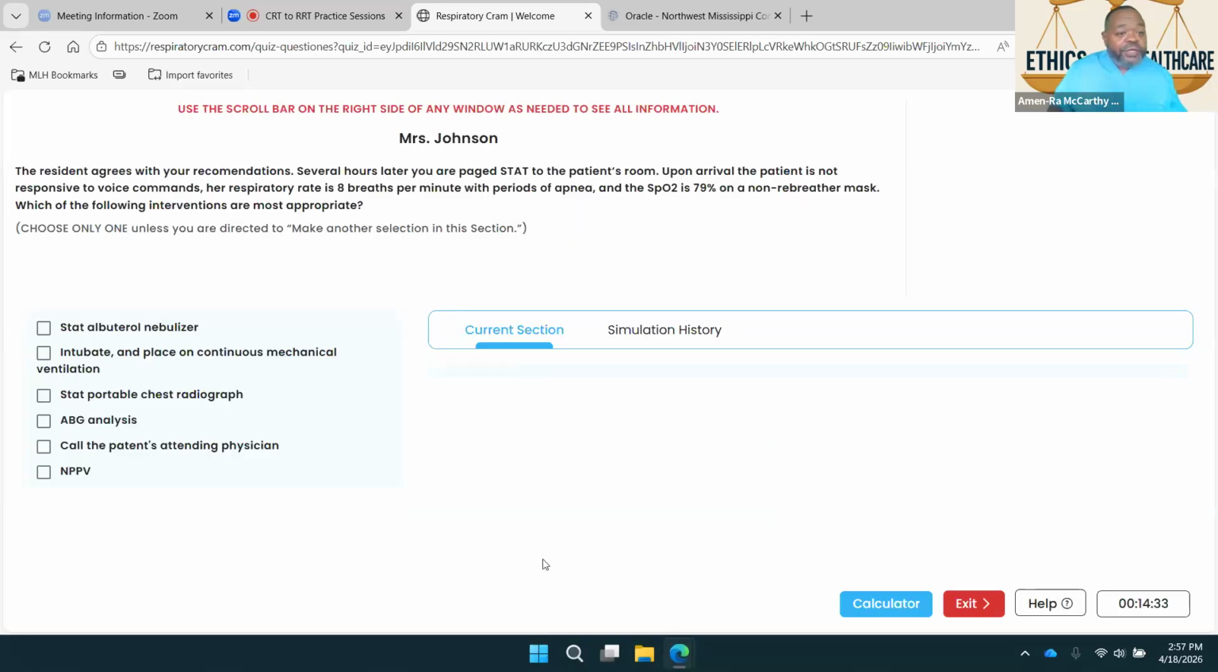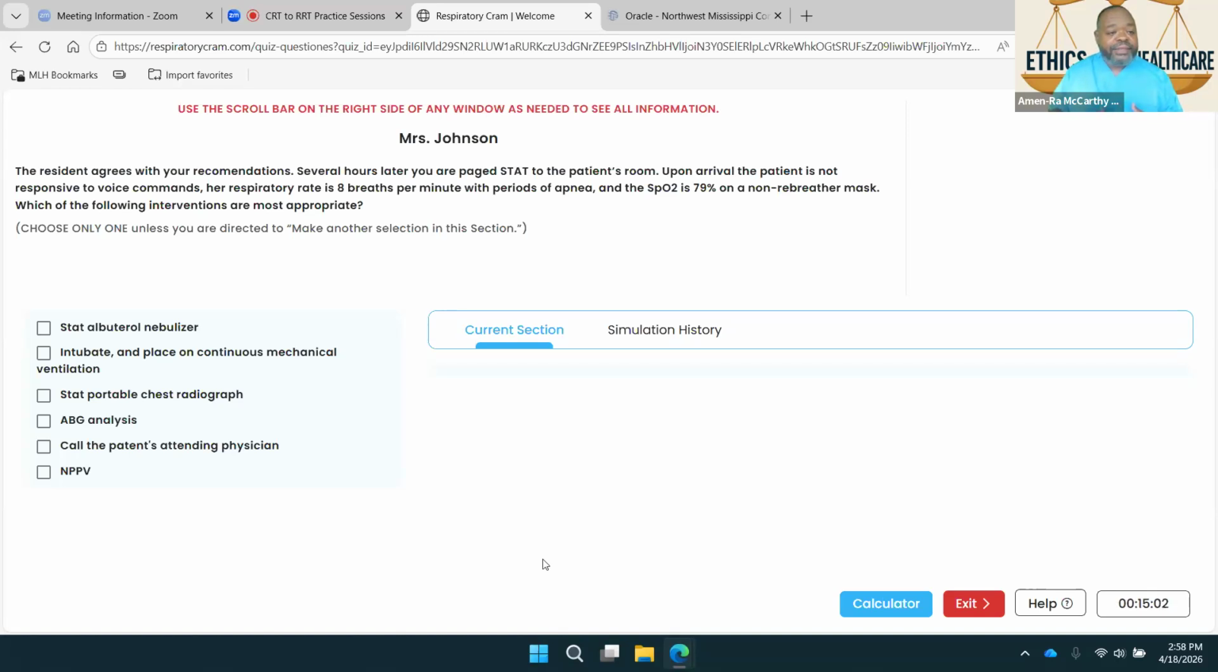All right, so the doctor agrees with all your recommendations, right? Several hours later, they page you again to come to the patient's room, stat. When you get there, the patient is not responsive to voice commands. Her respiratory rate is 8 breaths per minute with periods of apnea. She's sat in 79% on 100% non-rebreather. What is the most appropriate thing to do at this time? You can only choose one.